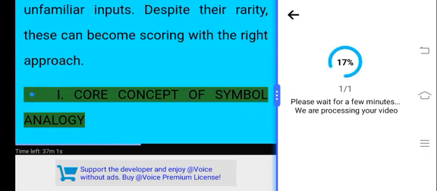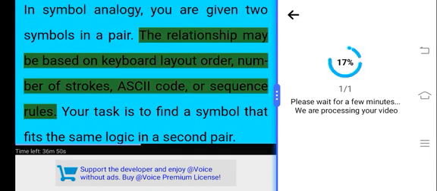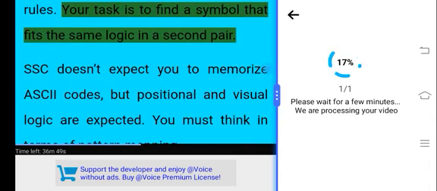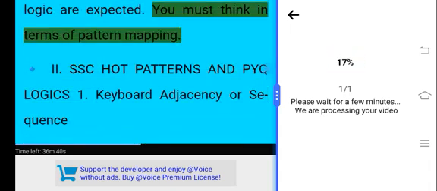Core concept of symbol analogy. In symbol analogy, you are given two symbols in a pair. The relationship may be based on keyboard layout order, number of strokes, ASCII code, or sequence rules. Your task is to find a symbol that fits the same logic in a second pair. SSC doesn't expect you to memorize ASCII codes, but positional and visual logic are expected. You must think in terms of pattern mapping.